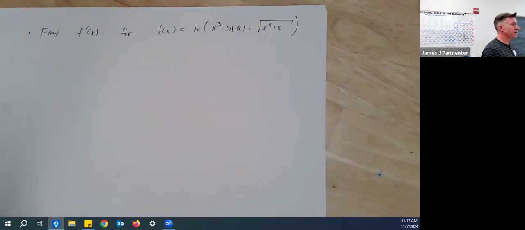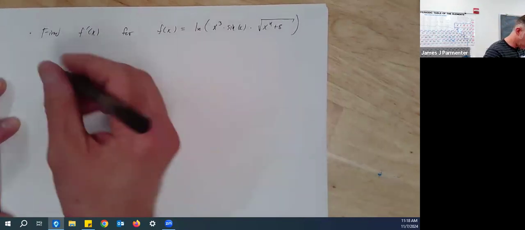Nobody wants you to do this like it's written. You don't want to do it like it's written. I don't want you, if I'm grading it, for you to do it like it's written. We want to simplify this expression before we take the derivative. Specifically, we want to use the properties of logarithms to break this apart into many smaller, simpler logarithms that are easier to take the derivatives of.